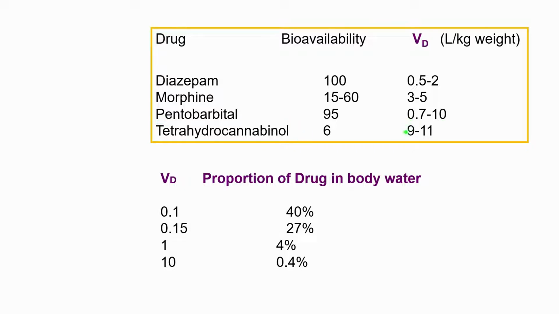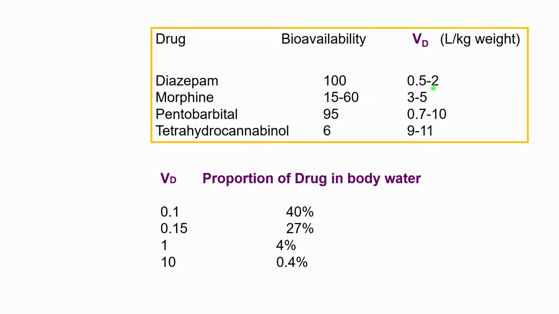Cannabinoids will have very high volume of distribution. Just to give a flavor, if a person's weight is around 100 kilograms, well, it's a very big guy, you'll have a volume for cannabinoid between 900 to 1100 liters. You see, it's not a real number. It is impossible to have a volume of 900 liters in a human.